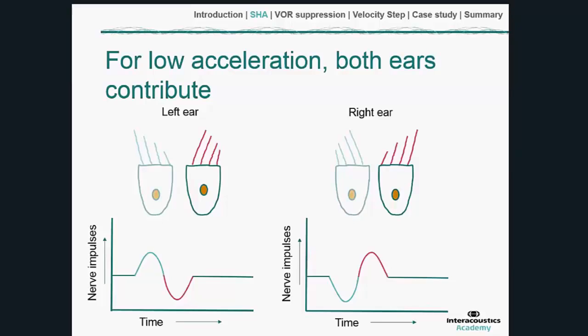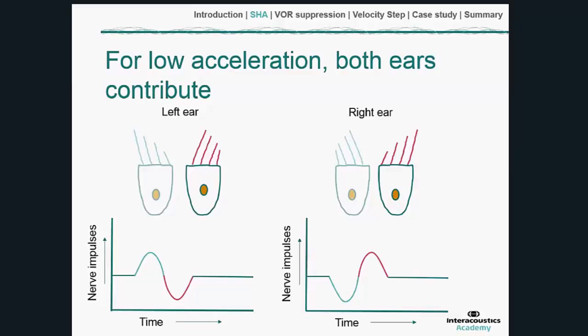So again, the stereocilia in red now showing we've got a rightwards head rotation, and the stereocilia on the left ear are bent away from the kinocilium, so we have a drop in neural activity, whereas these stereocilia are bent towards the kinocilium, and so we have an increase in neural activity. And this sinusoidal pattern of neural activity and therefore eye movement constitutes the basis of the sinusoidal harmonic acceleration test.